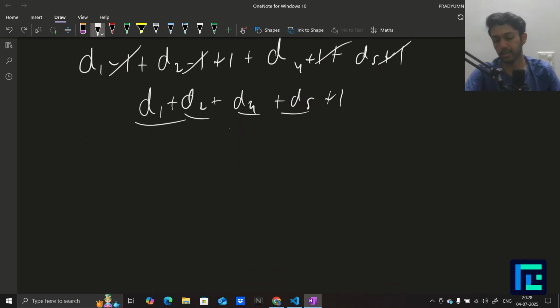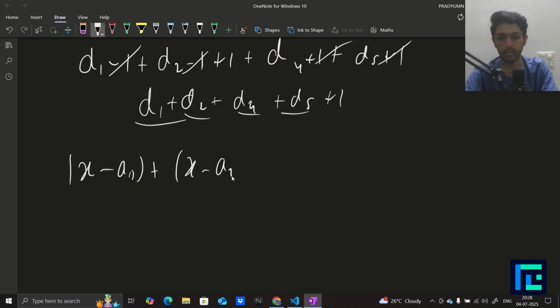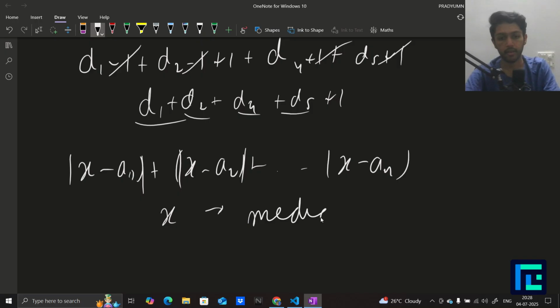And this proof is quite similar to the median proof. If you have numbers a1, a2 up to an, and you want to minimize the absolute value of x minus a1 plus x minus a2, up to x minus an, you will take x as the middle value, or the median. So this proof is also quite similar, if any one of you know this.